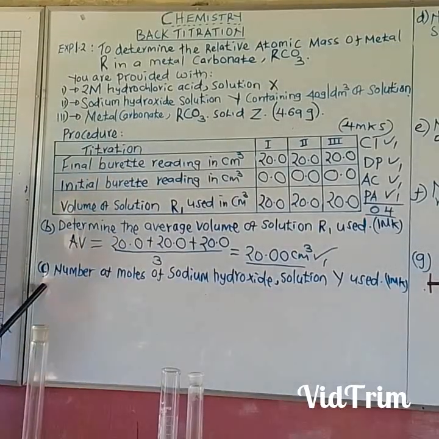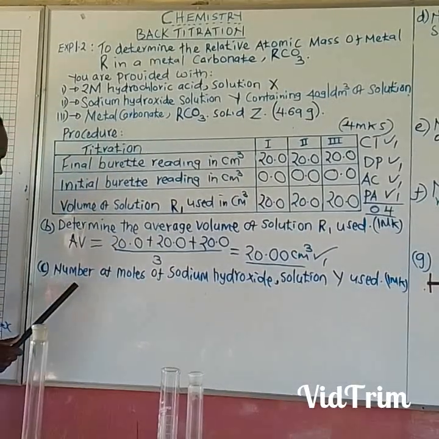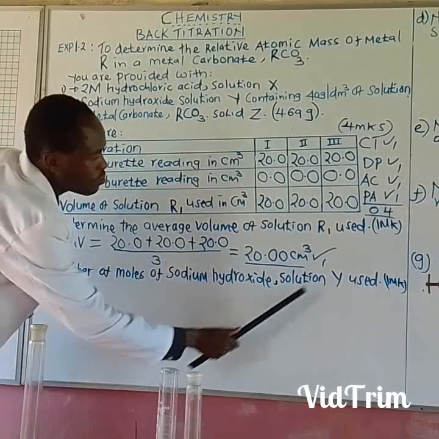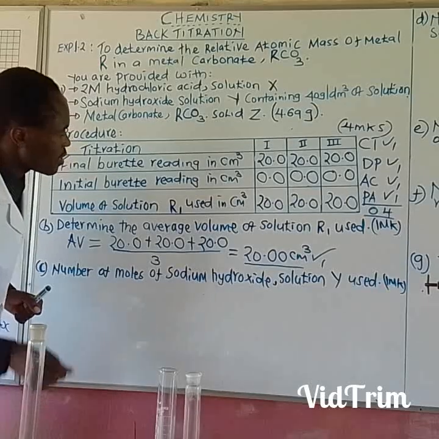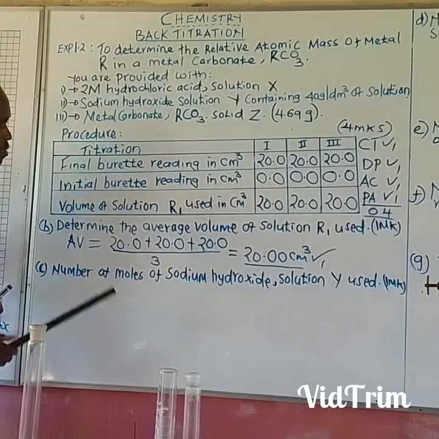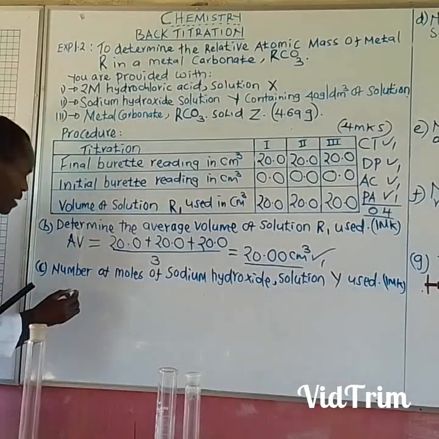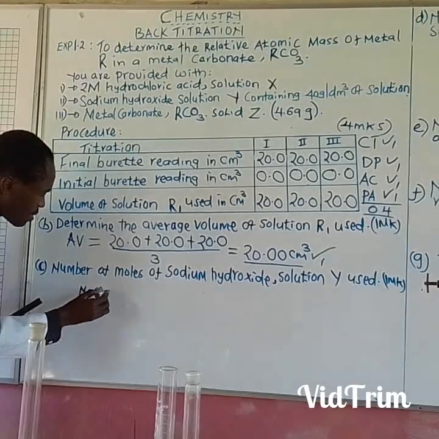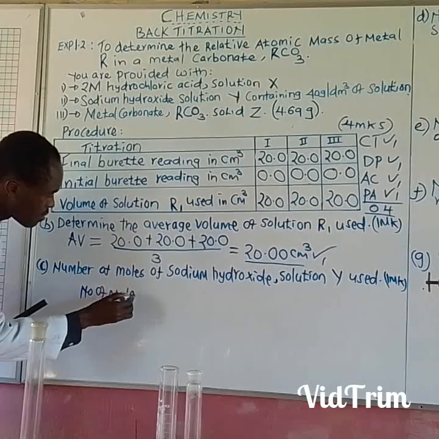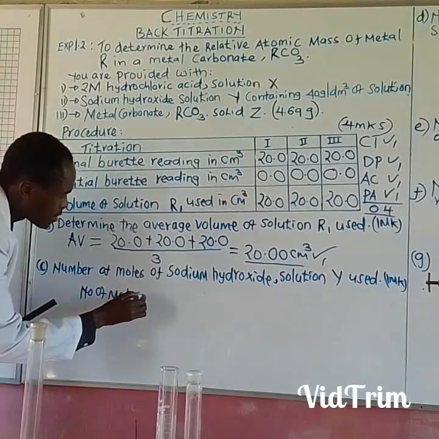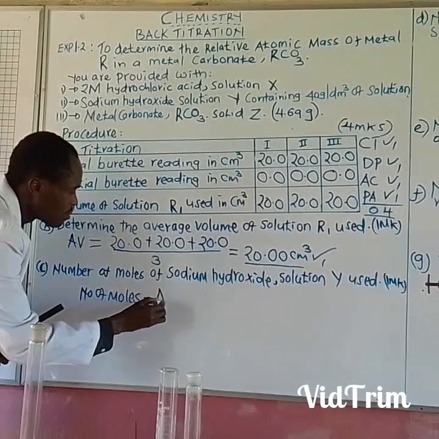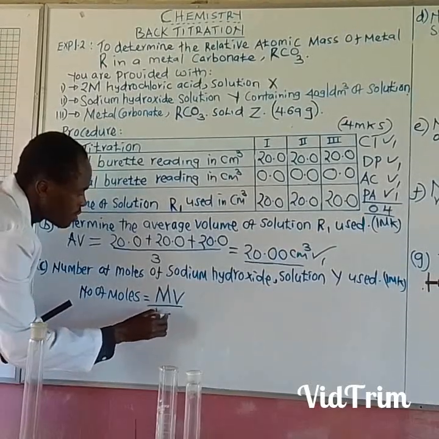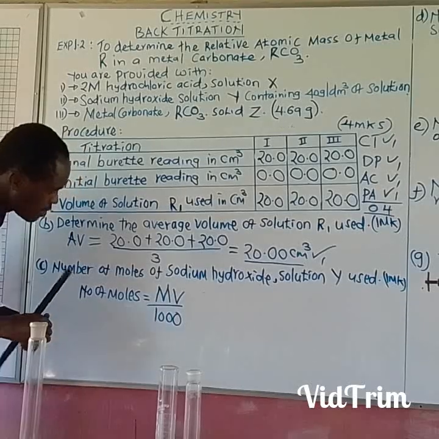Then question C. Determine the number of moles of sodium hydroxide solution Y used. Remember, this formula is very important. Number of moles is equal to molarity times volume all over 1000.